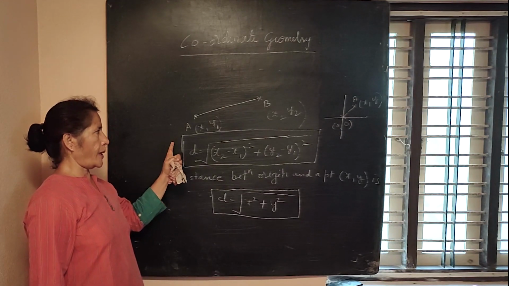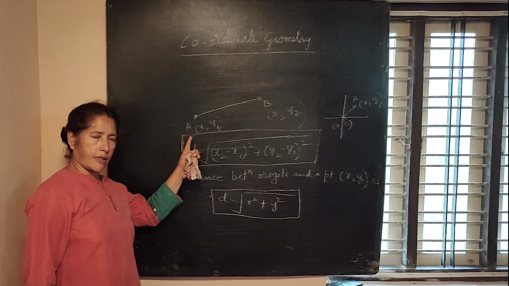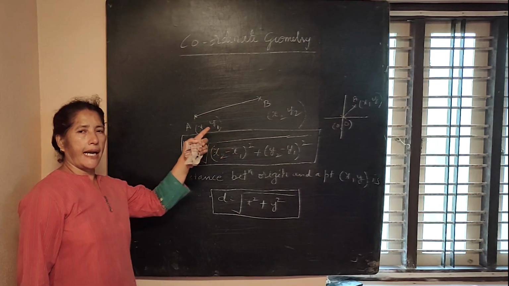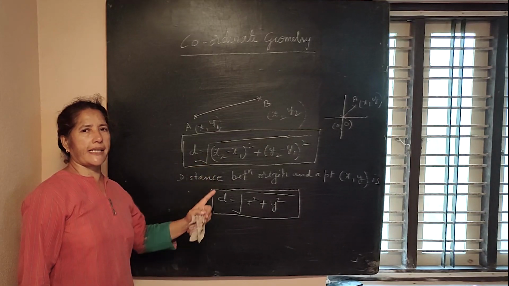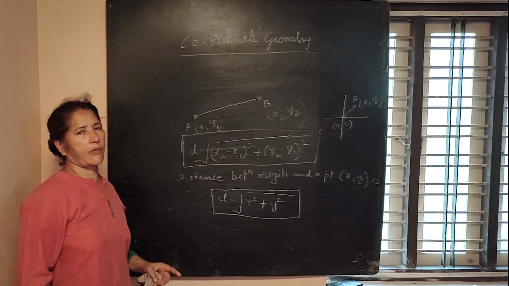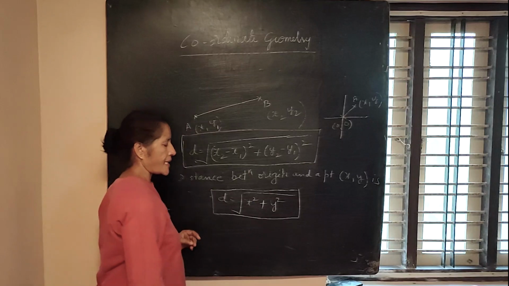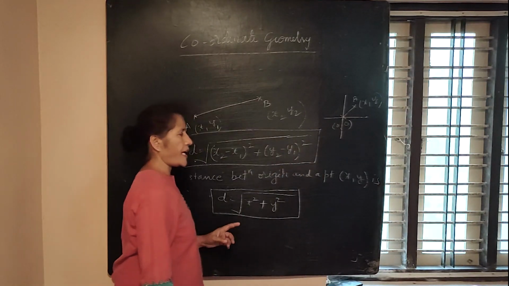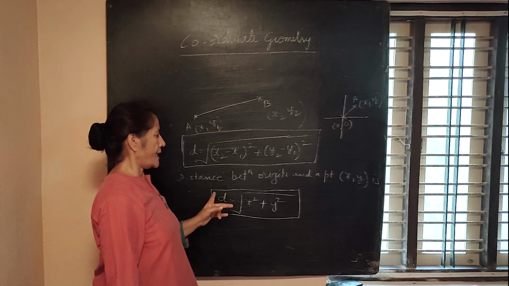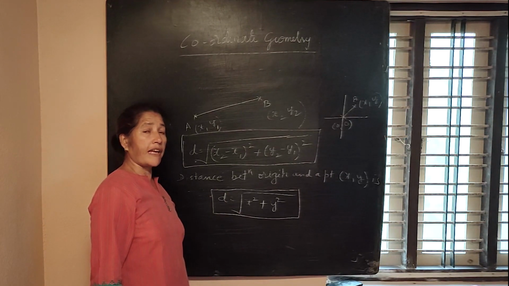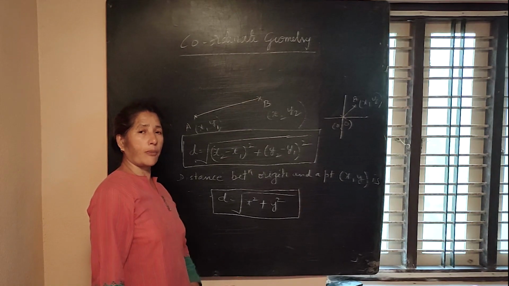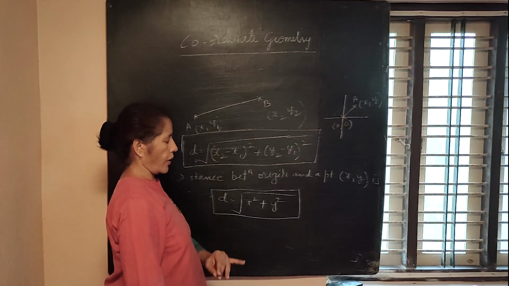If there are 2 points with coordinates x1, y1 and x2, y2, the distance formula is d is equal to square root of x2 minus x1 the whole square plus y2 minus y1 the whole square. Whereas the distance between the origin and a point x, y is d is equal to square root of x square plus y square. Now let us solve some problems using this formula.